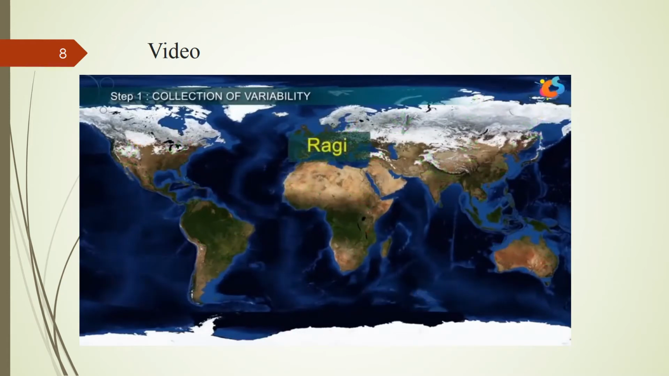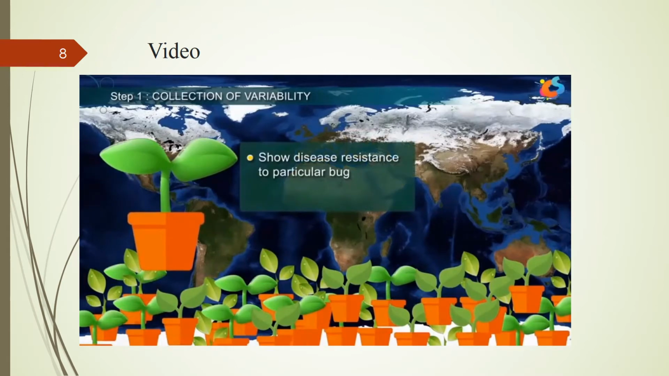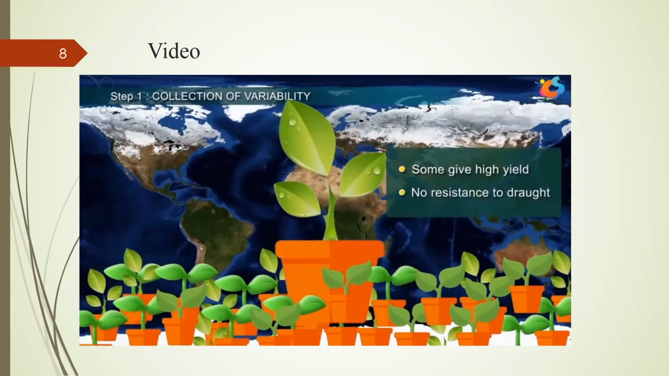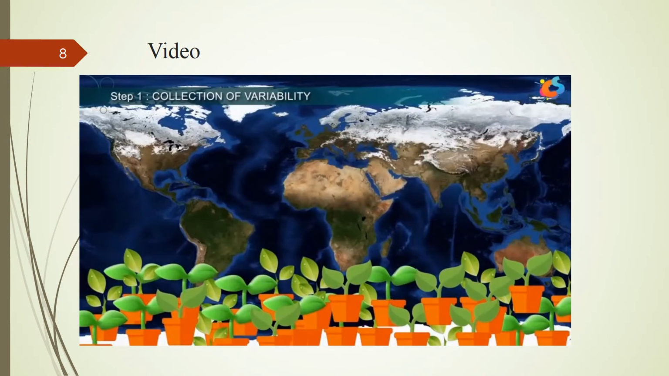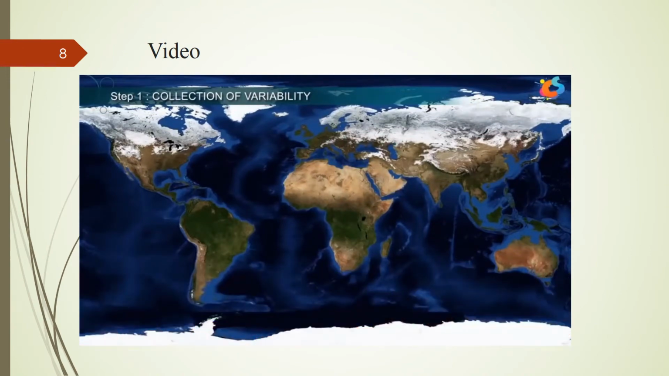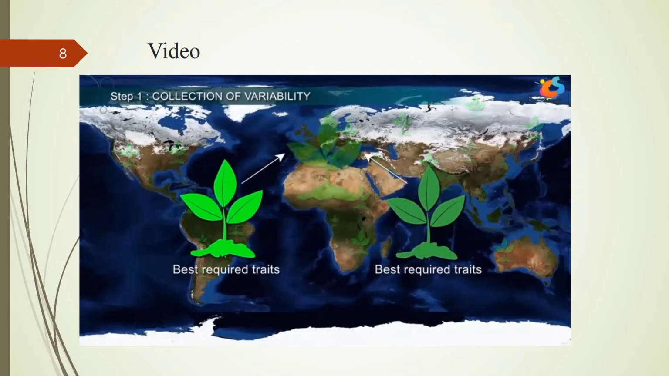For example, ragi. There are a total of about 121 natural variants of ragi on this planet. Every one of them is different from each other by a few traits. Some show disease resistance to a particular bug and show drought resistance. Some give high yield and no resistance to drought. Some give less yield and show drought resistance, etc. All these are desirable characters. So to create a new variety of ragi with better characteristics, it would be better if one knows all the natural varieties of ragi available on this planet. From that, it would be easy to select the best required traits for the new plant.